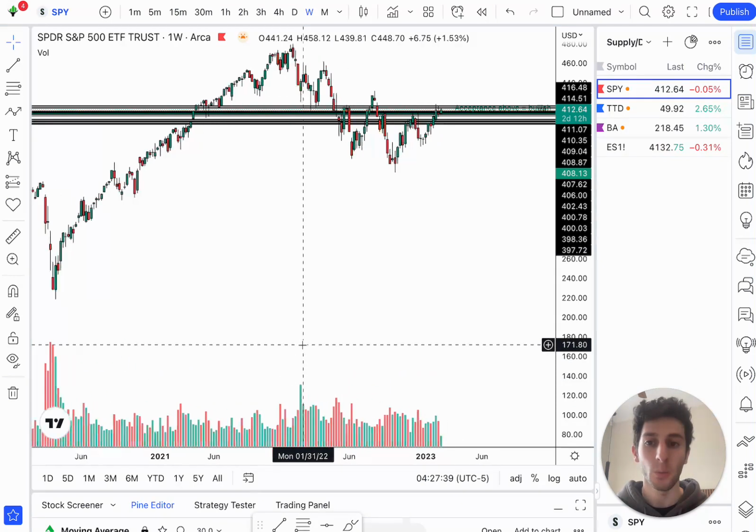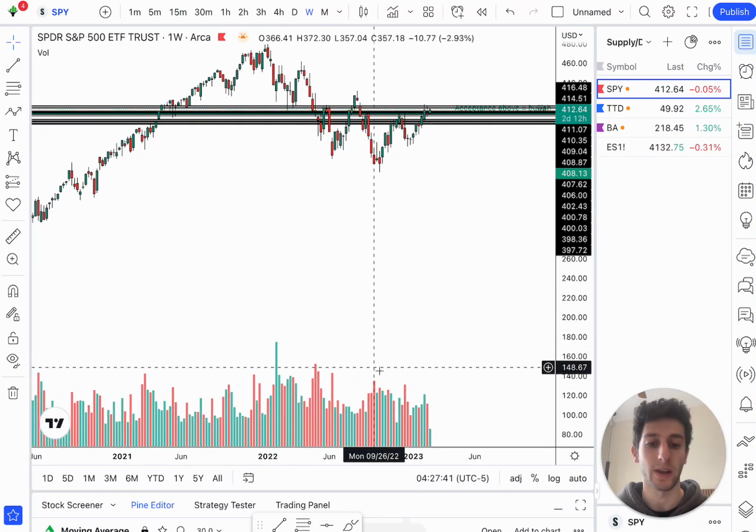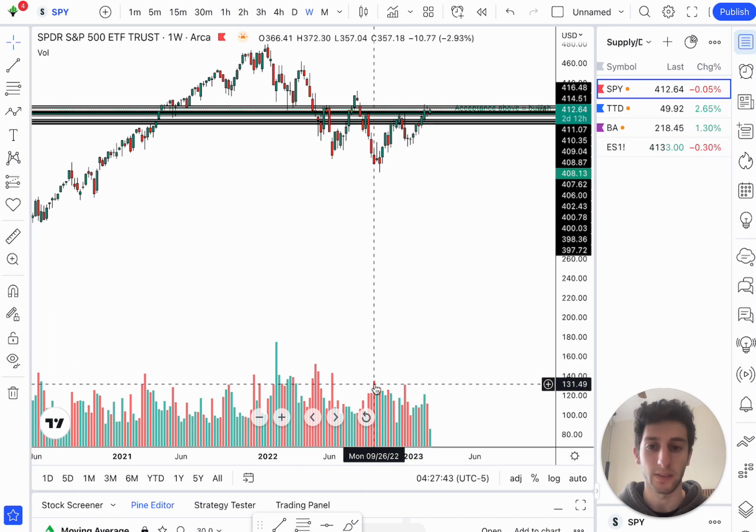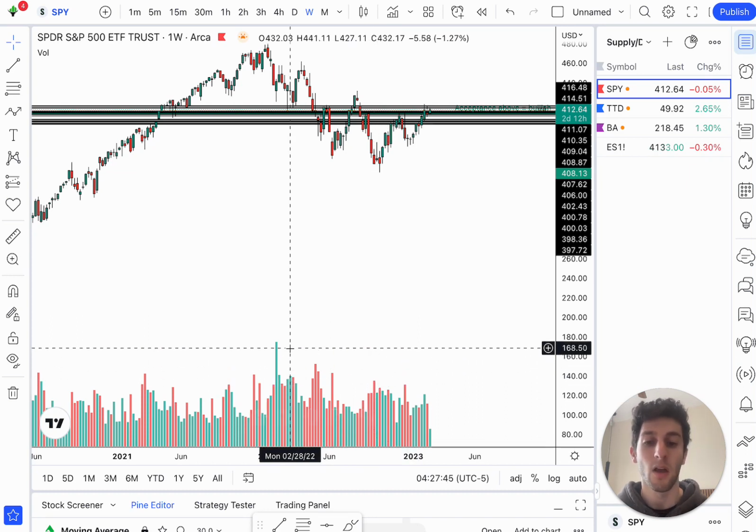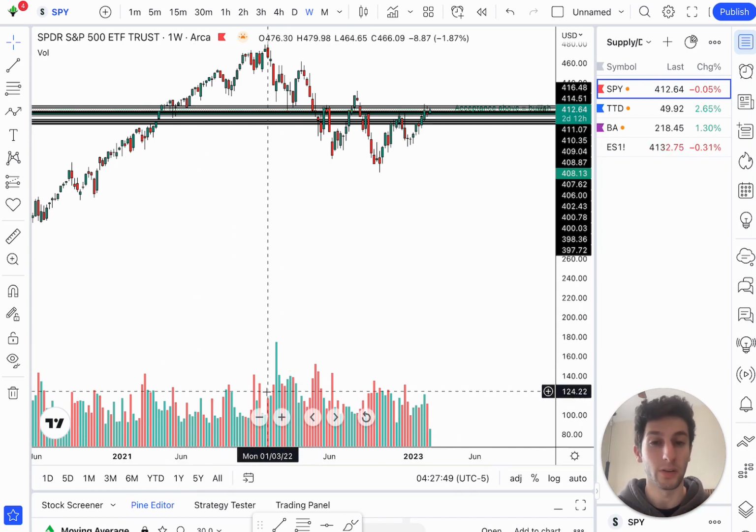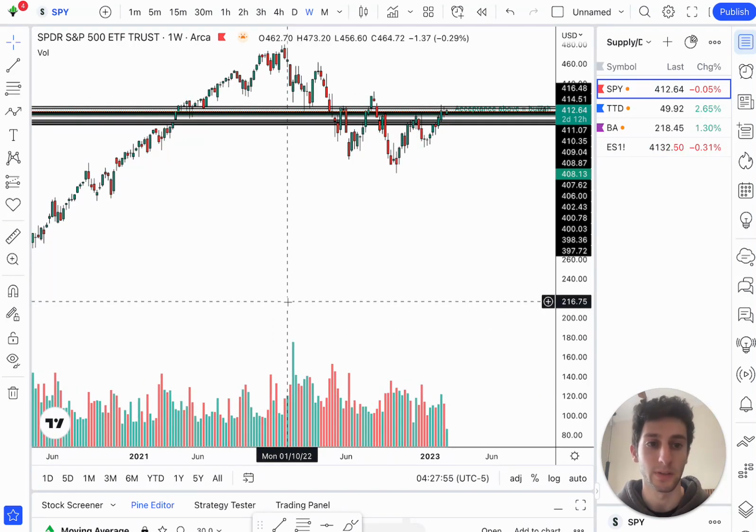Now, when it comes to the volume bars down here, I don't actually look at exactly the amount of volume in each candle. What I do is look at how much volume there is relative to the previous volume and how that impacts price. So I'm going to dive in and show you a few examples as well.